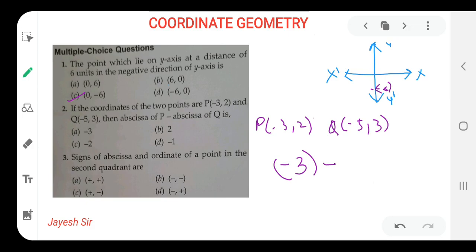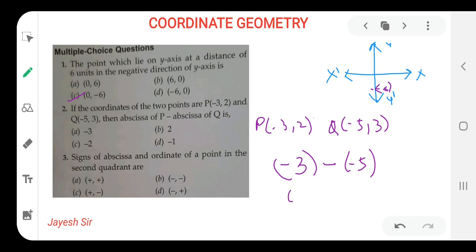What is the abscissa of Q? Minus 5. We have just put the values over here. It is written over here. I have just put in the value, nothing much I have done over here. Abscissa means the x coordinate, I am writing it over here so that you can relate it. Minus sign as it is. Abscissa of Q is minus 5. This is the same thing I have written over here. You can check.